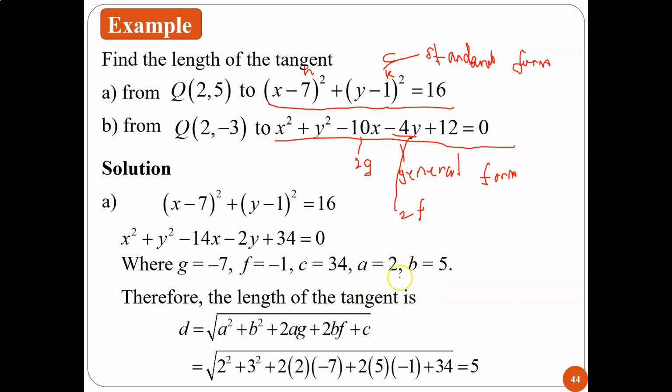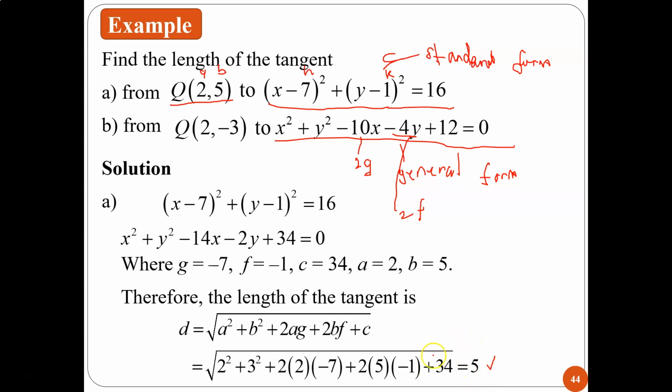How do I know my A equal to 2 and B equal to 5? I'm using this one, the point of this. Okay. So therefore, the length of the tangent is square root of a square plus b square. This is the formula given previously. So you just need to substitute the values for your A, B, G, F, and C. This is your A, this is your B. So you get the length is actually equal to 5.